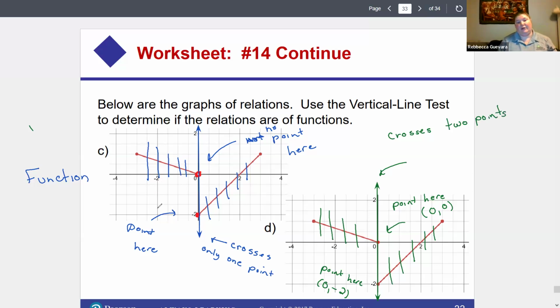So simply here, this was an open point. There's not actually a point there, it's an empty space. When you have a closed point, it's not an empty space, there is something there. So for this one, I passed through, there was nothing here to go through. This I hit. This one I hit here and here. So this one is not a function.